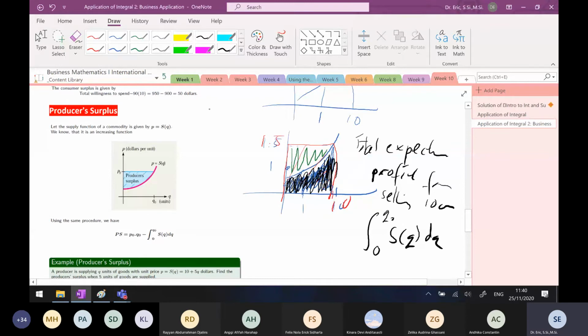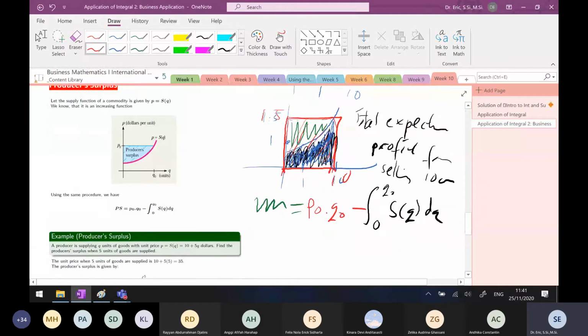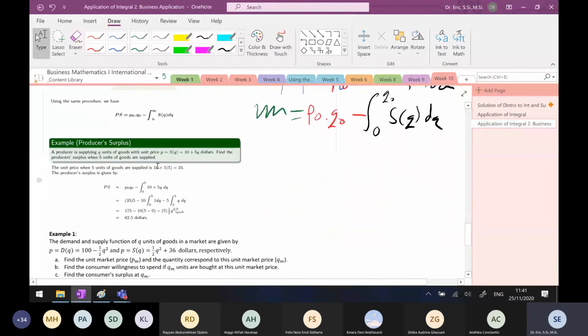I want to find the green one. You bought it at this price. So what is the green one? The total producer surplus is equal to this area, P0 times Q0, minus this one. The red one total minus the black one gives you the green one, what we usually call the producer's surplus.